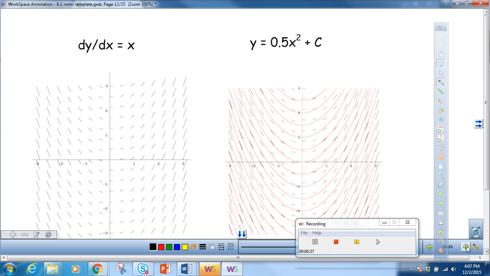So we're seeing dy/dx equals x. But if we integrate that, we get y equals 1/2 x squared plus some c. So all the sketches in red just represent possible solutions to this slope field.